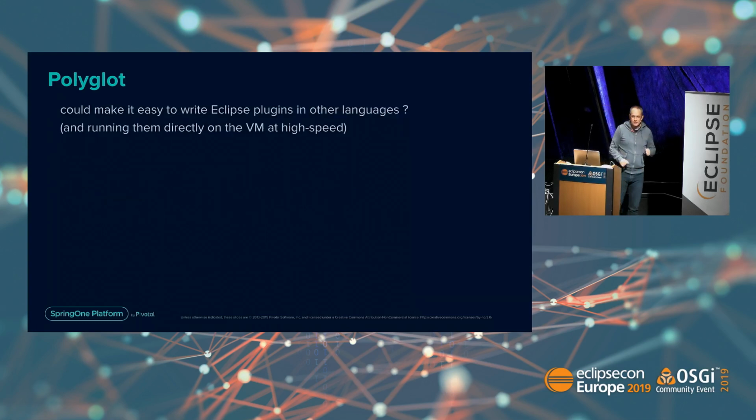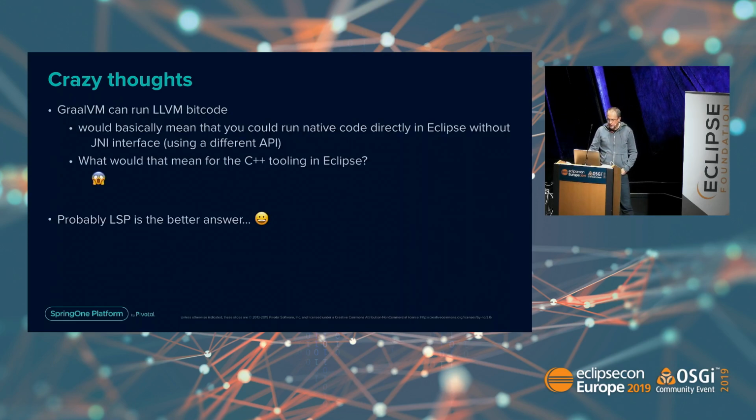The question is, some crazy thought: if GraalVM is able to execute different languages, would it make it easier for you to implement plugins for Eclipse in different languages? So, hey, great, now I'm really able to implement my Eclipse plugin in JavaScript. You can do that, and this JavaScript would be executed at really high speed, which would be good, but you would still have, of course, the regular APIs from Eclipse that you would need to use.